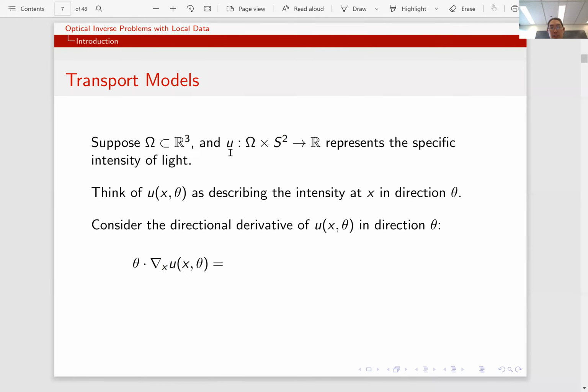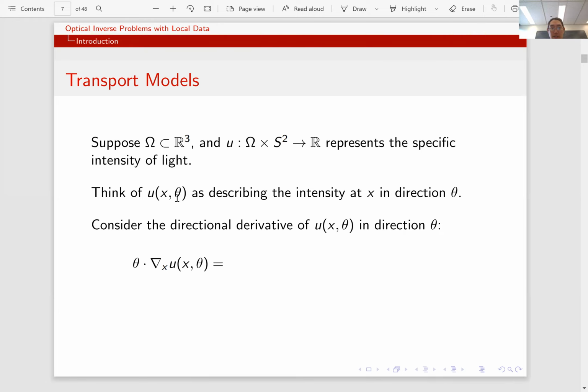And I want to consider a function that takes as argument a point in the domain and a direction in the unit sphere, and spits out a number. The way I want to think about this function, which I call the specific intensity of light, is that u(x, θ) describes the intensity at the point x in the direction θ. So you imagine standing at a point x in the domain and looking at the light that's coming to you in direction θ, and the intensity of light you see is what u(x, θ) describes. So it takes both a point and a direction, and it gives you an intensity.